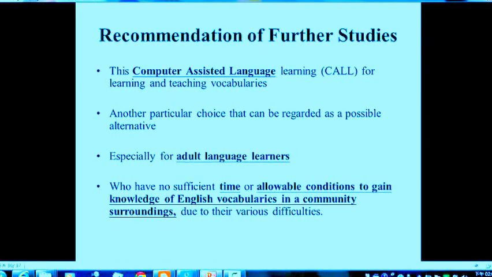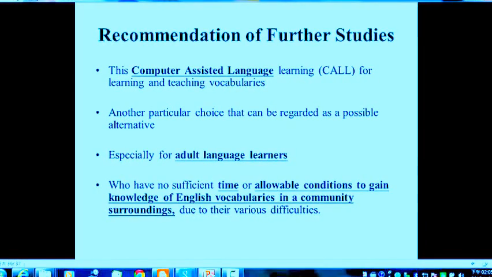As a recommendation for further study, this computer-assisted learning program for learning and teaching vocabulary would suggest another particular choice that can be regarded as a possible alternative approach, especially for adult language learners, for those who have no sufficient time or allowable conditions to gain knowledge of English vocabulary in a community surrounding due to their various difficulties.